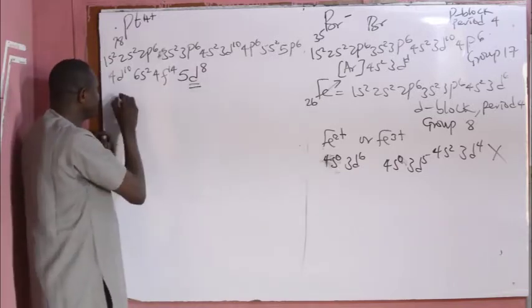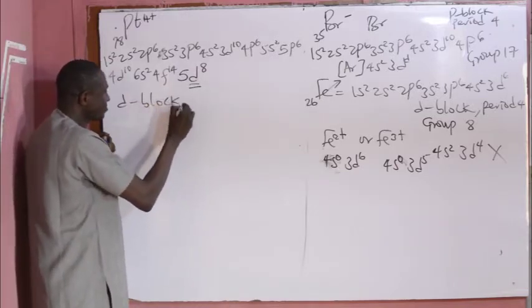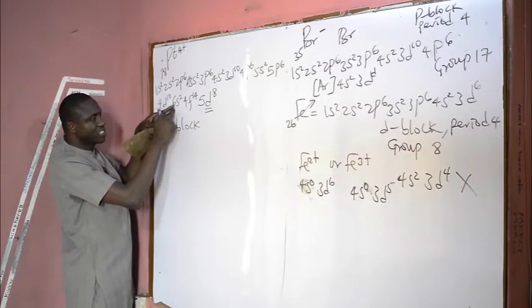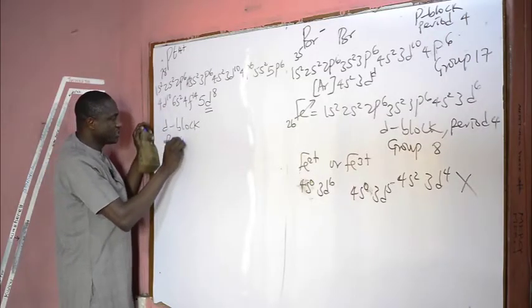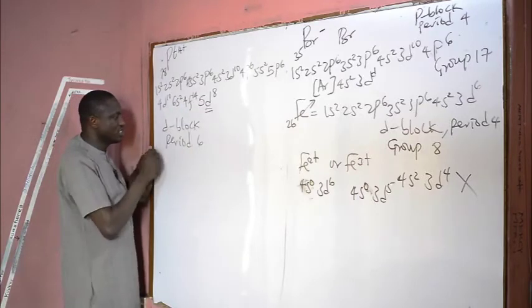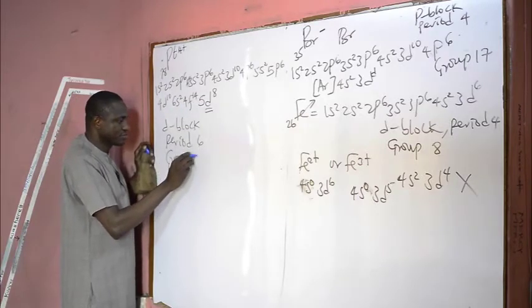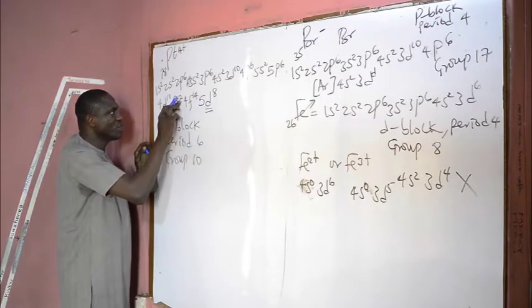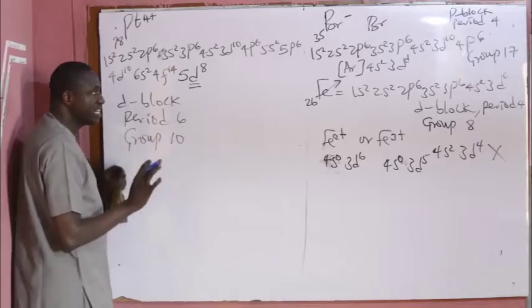So that indicates that this is a d block element. Period what? Period 6, the highest coefficient. Group what? We have a total of 2 plus this, 8 electrons in the d, 2 electrons in the highest coefficient. That gives us group 10.